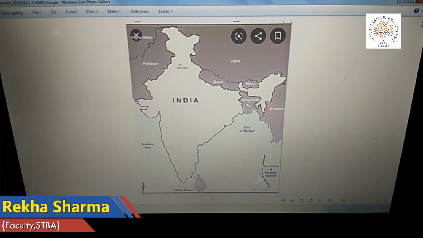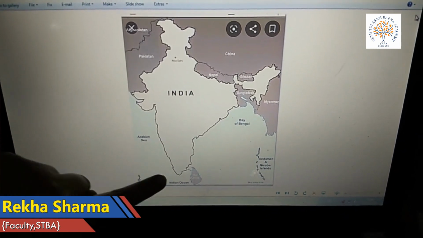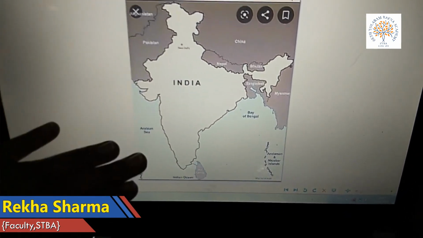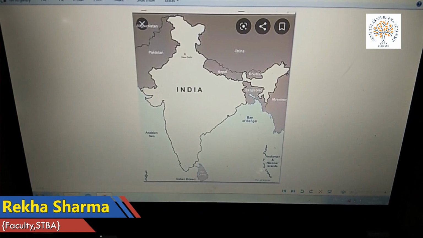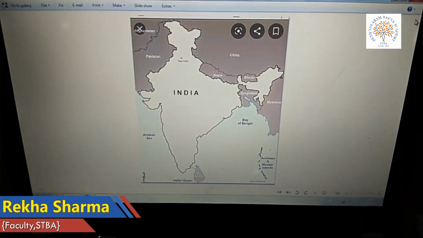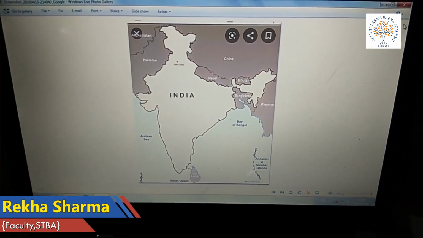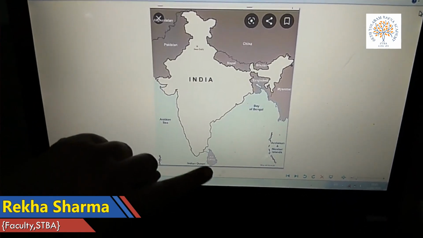Student, this Palk Strait separates Sri Lanka from India, and Sri Lanka is an island country just nearly 20 kilometers from our southern point, Rameshwaram.